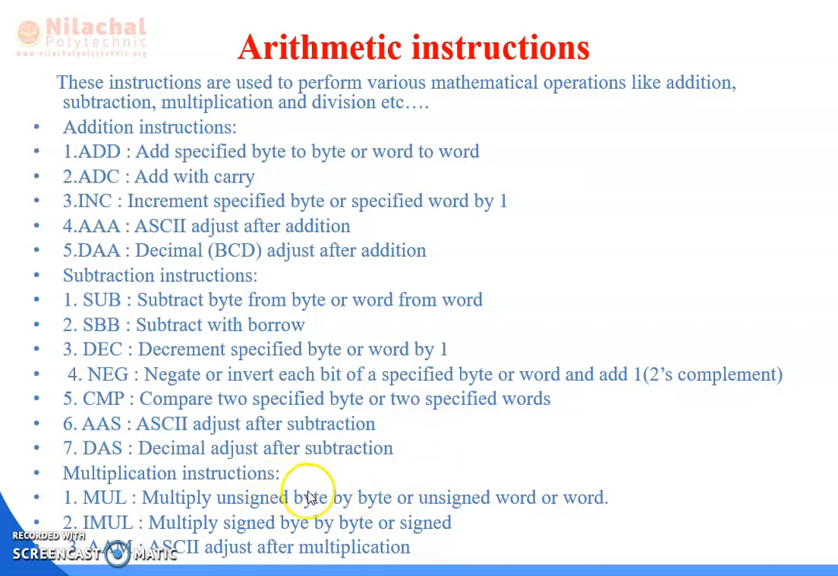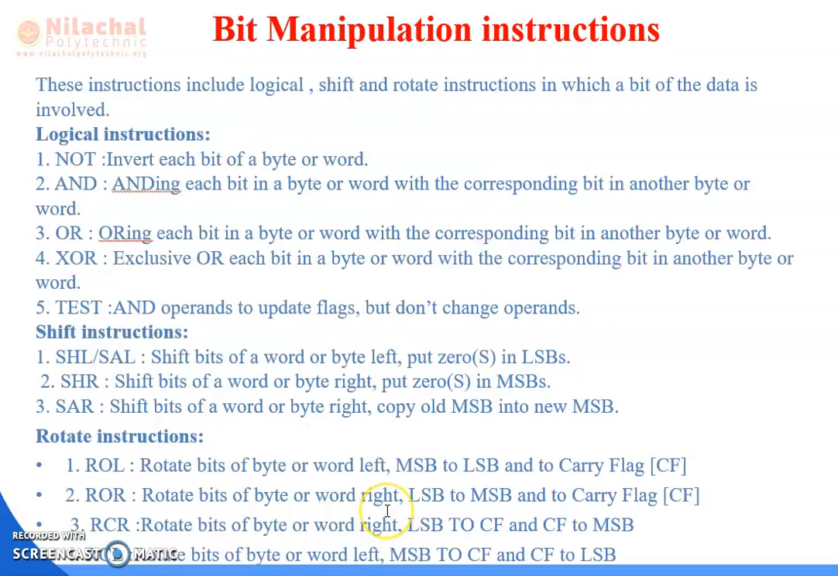Then next is multiplication instruction. So first is MUL, so multiply unsigned byte by byte or unsigned word by word. Then IMUL means multiply signed byte by byte or signed word by word. AAM means ASCII adjust after multiplication.